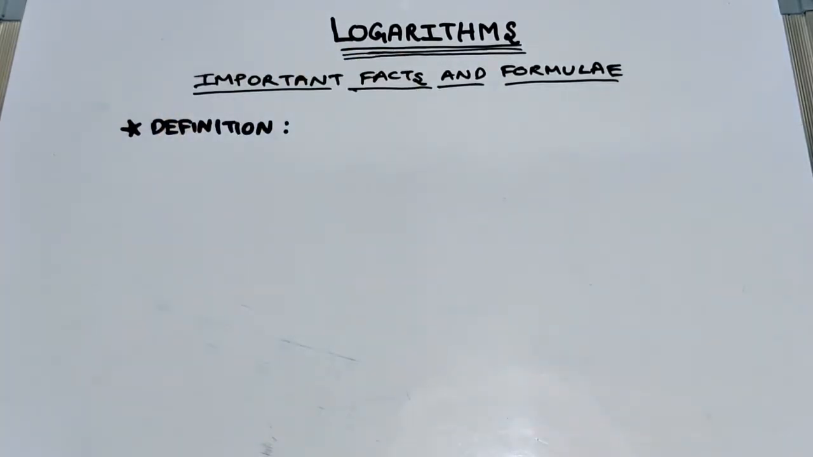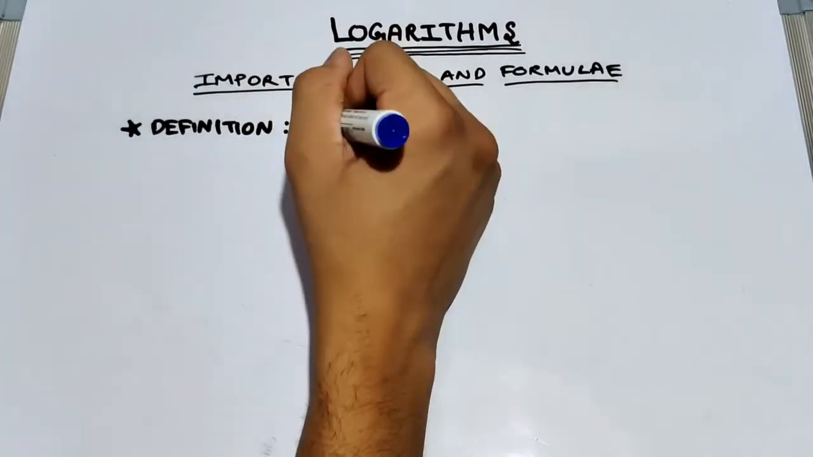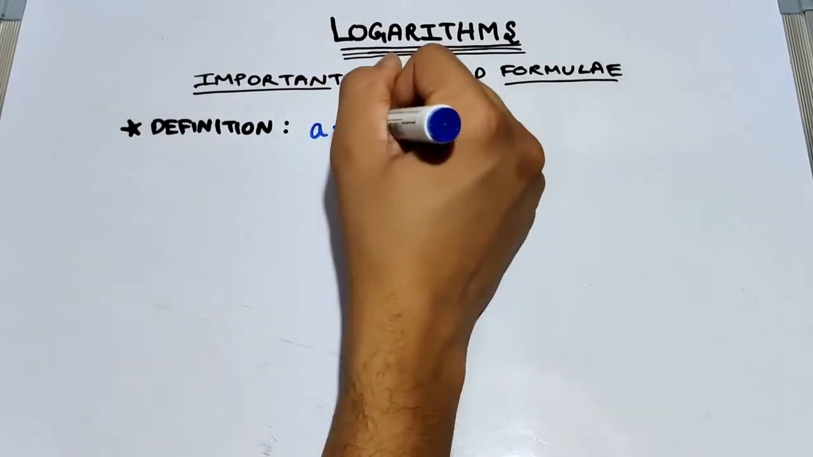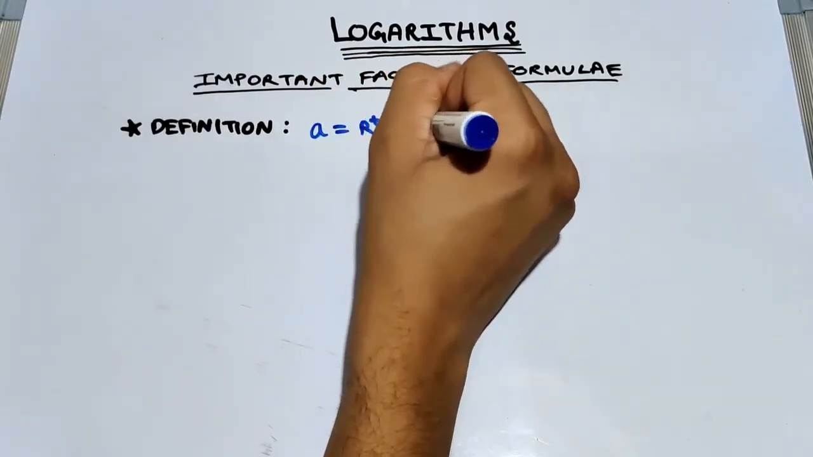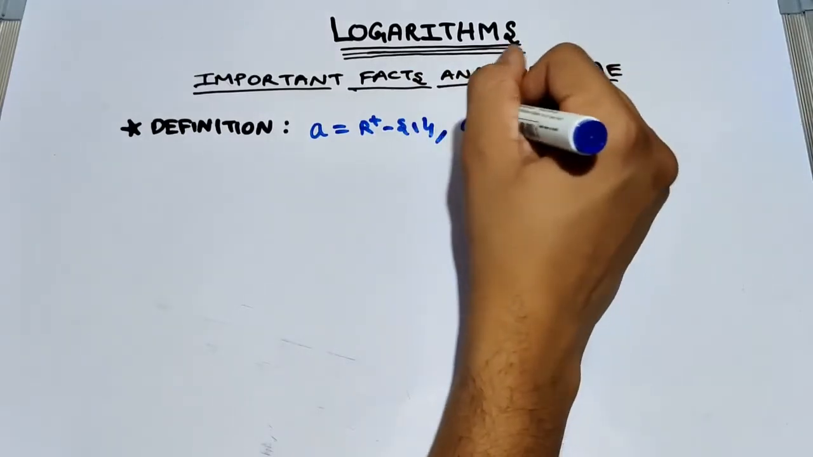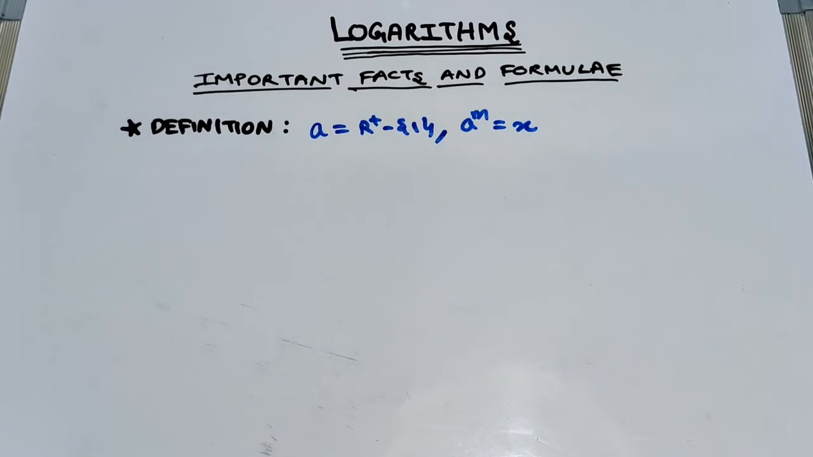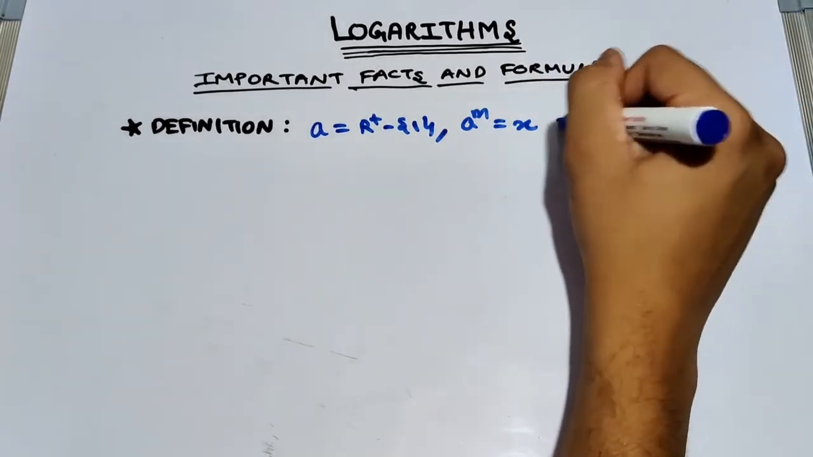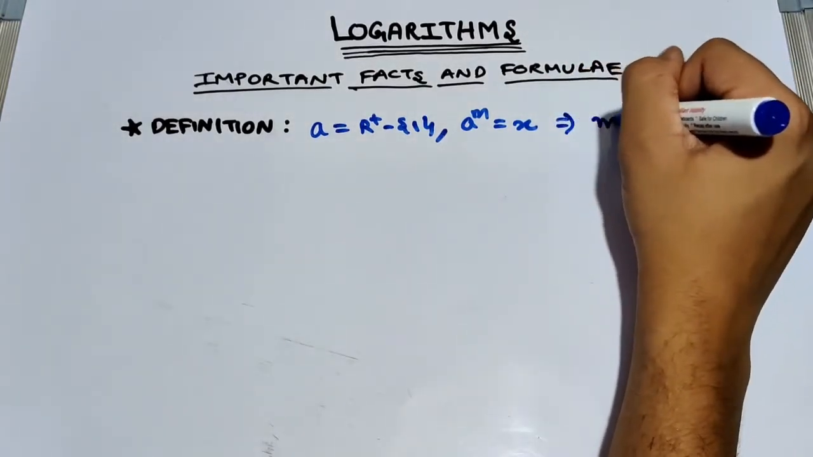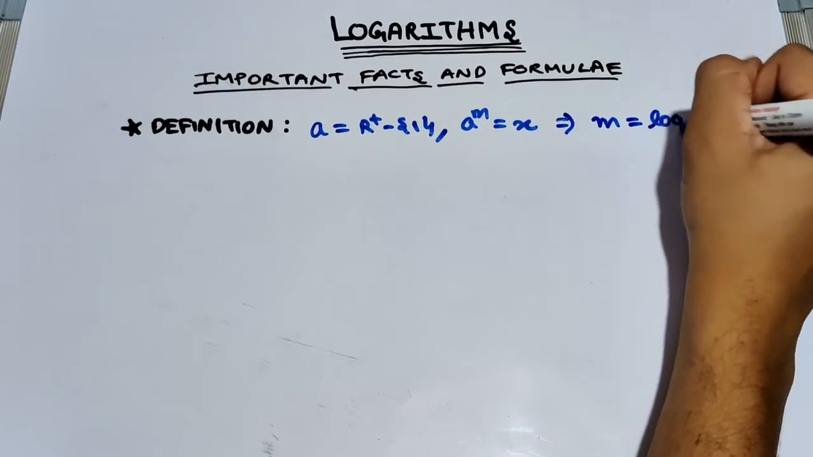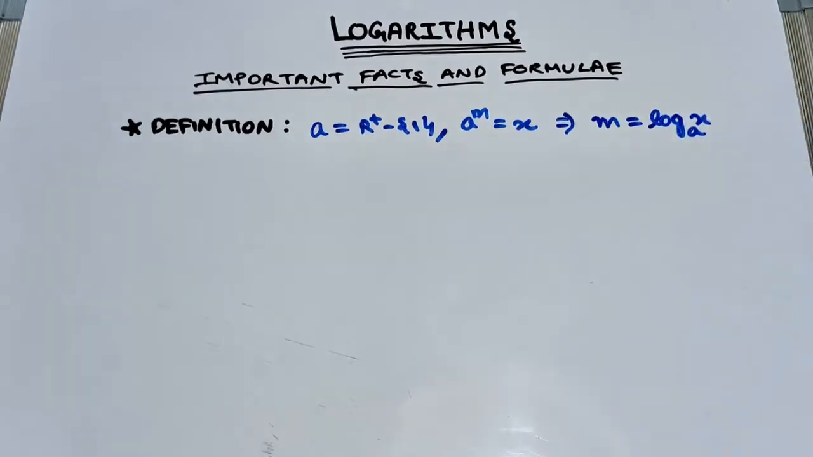So the definition goes like, if a is a positive real number other than 1 and a to the power m is equal to x, then we write m is equal to log x base a, and we say that the value of log x to the base a is m. So this implies m is equal to log x to the base a.